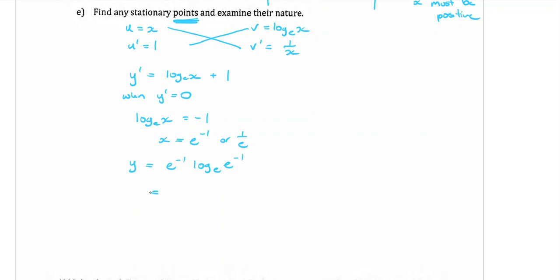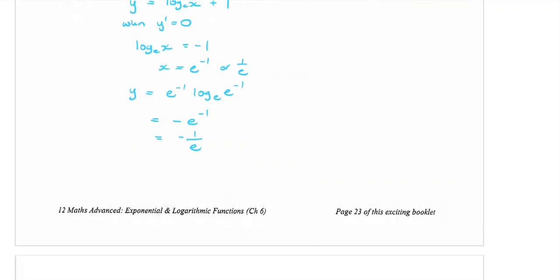Okay, so what do I do with that log base e of e to the negative 1? The power is going to come down the front, like that. And then log e of e is 1. Gone. So there's my y value, or you could change it into a fraction, if you like. So that means that my stationary point, what was my x value? My x value was 1 over e, and my y value was negative 1 over e.